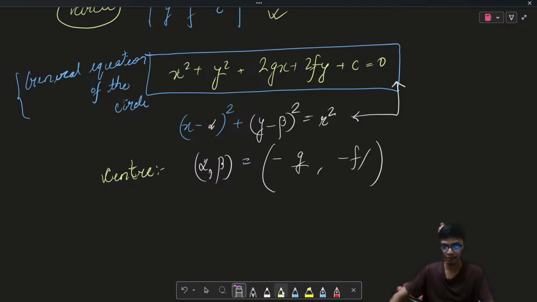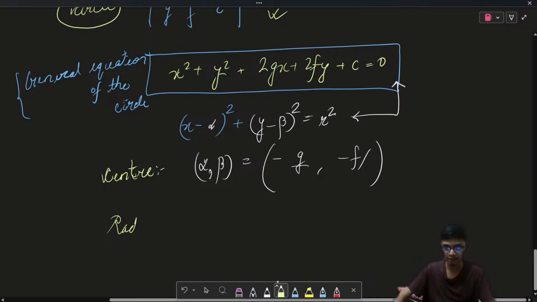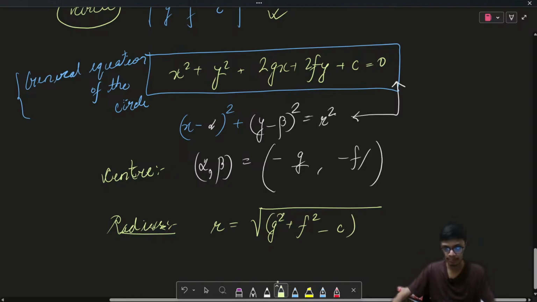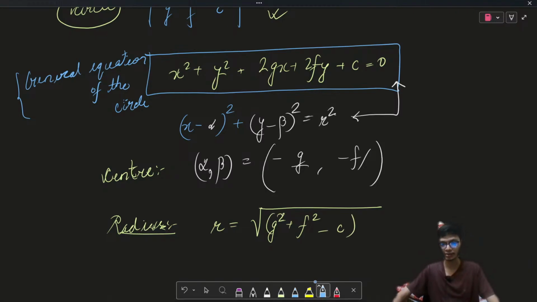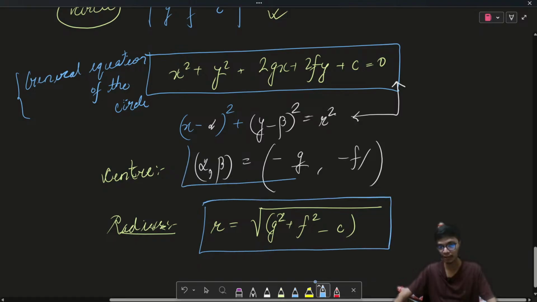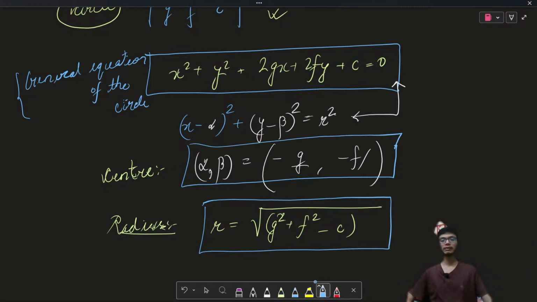And along with this, if we want to find out the radius, then the radius of the circle, that is small r, will be given as square root of g square plus f square minus this constant c, right? So this will be the radius of the circle. If I want to find the center, it is minus g comma minus f, and if I want to find out the radius, it is basically square root of g square plus f square minus c, right? So please take a note of it.